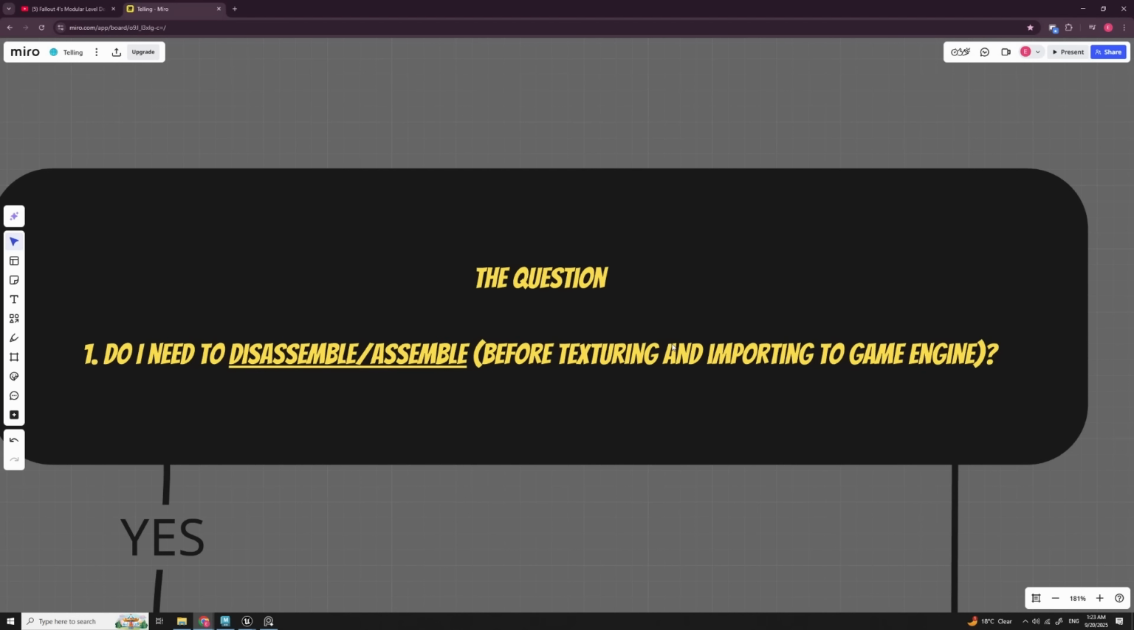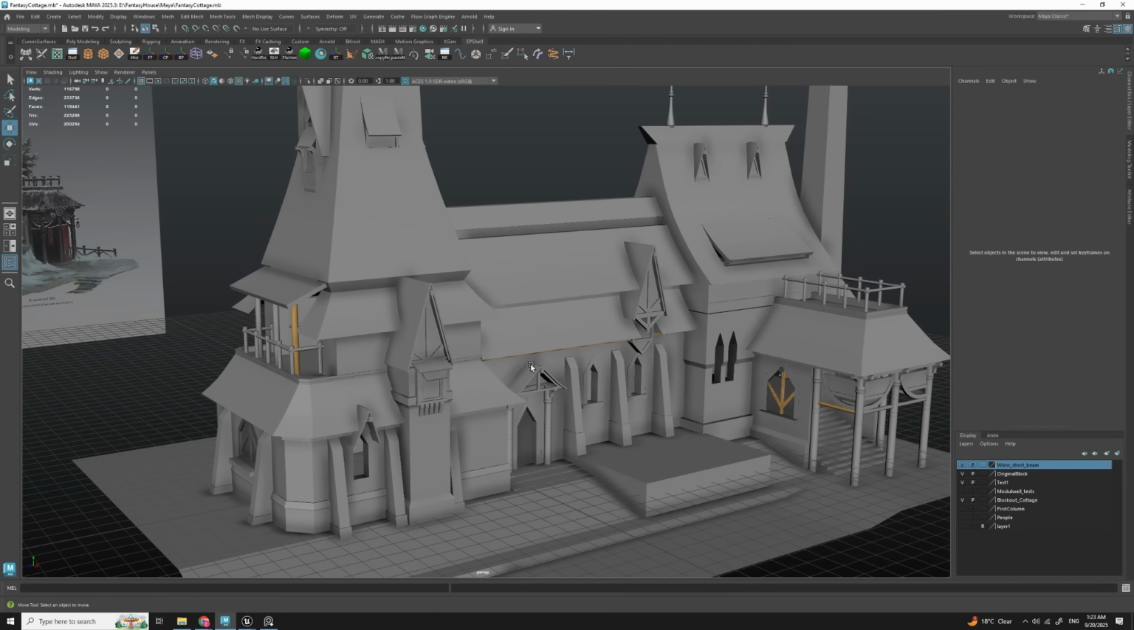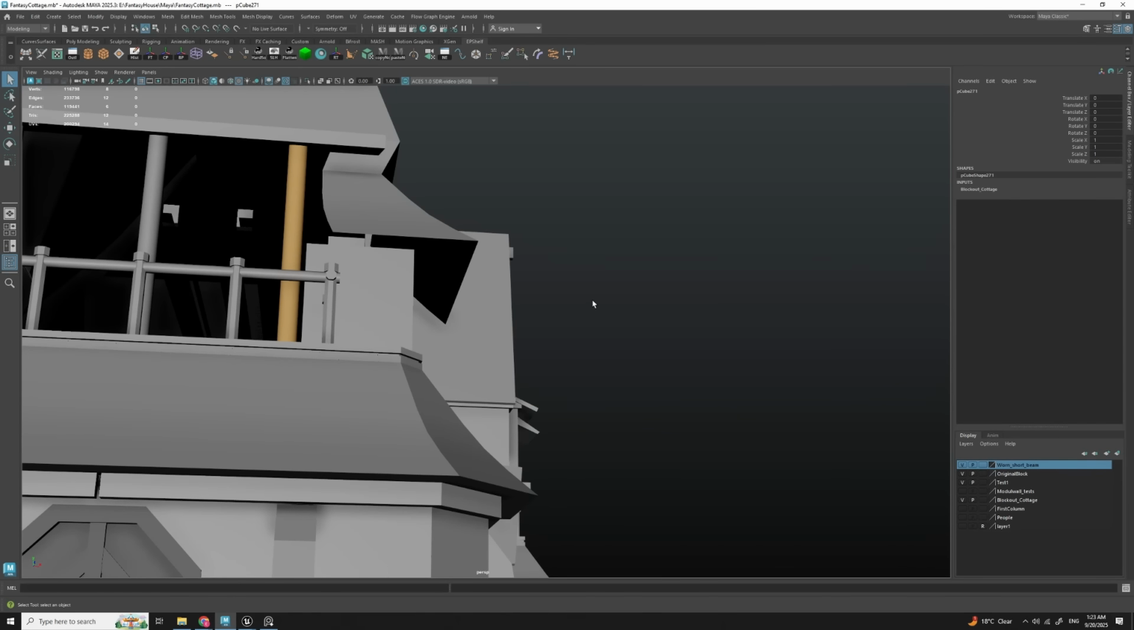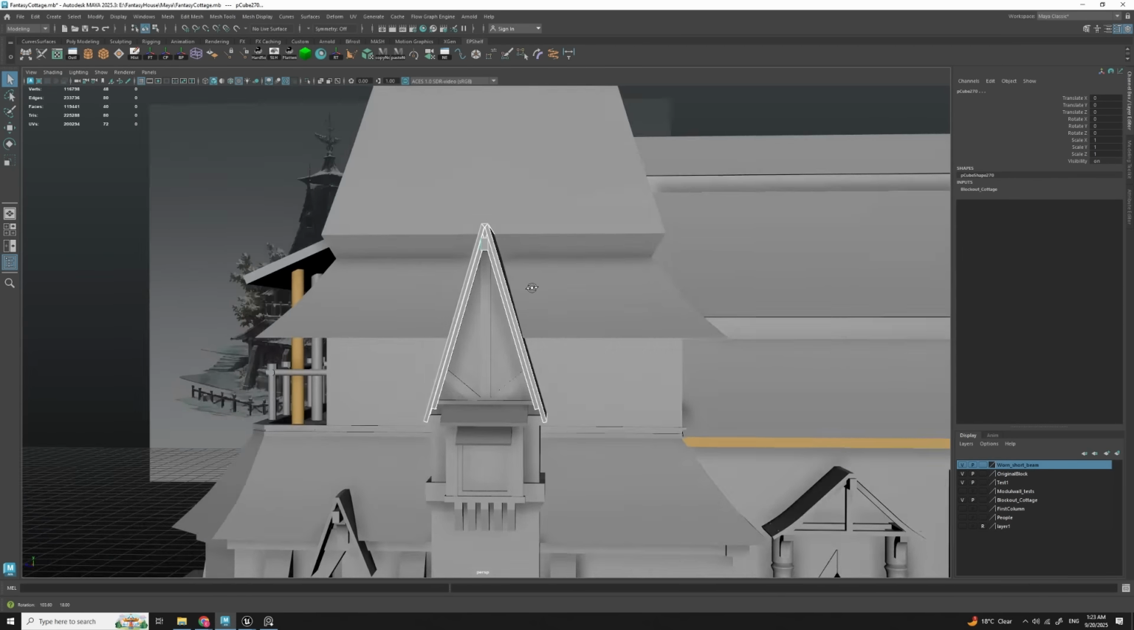That's why I say disassembly and rarely assembly when referring to 3D architecture for games. And next, I say before texturing and importing to game engine. This is also not a random remark, but one that carries with it some interesting considerations. And what is this about? Let's go back to Maya, to our scene.